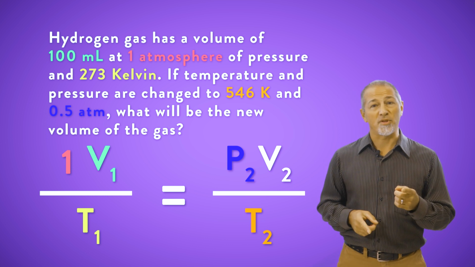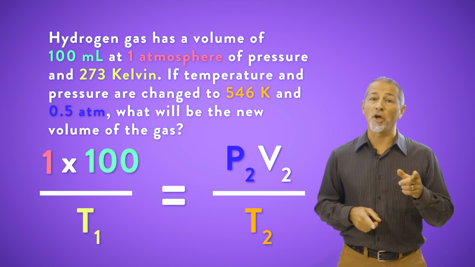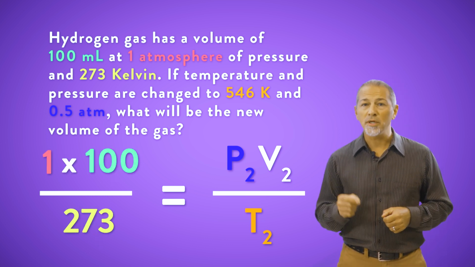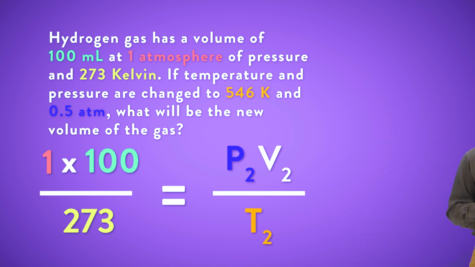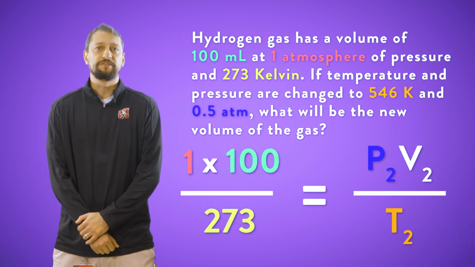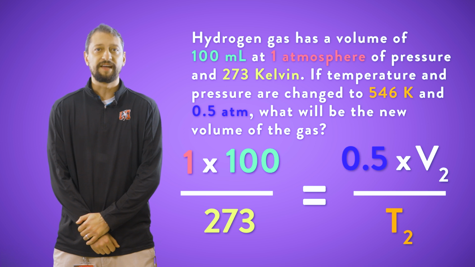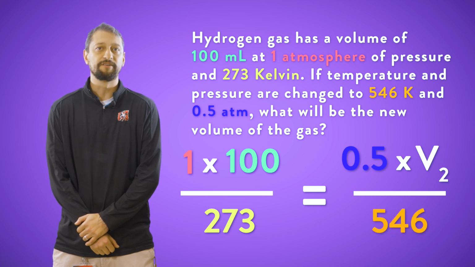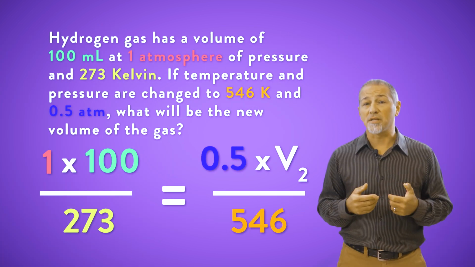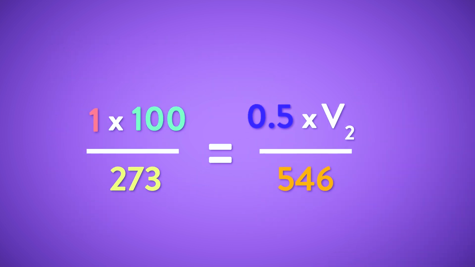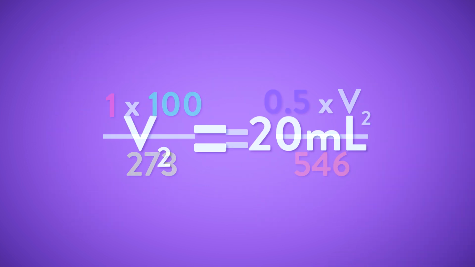Pressure 1 is 1 atmosphere, volume 1 is 100 milliliters, and temperature 1 is 273 Kelvin. And we know two of our change conditions. Pressure 2 is 0.5 atmospheres, and temperature 2 is 546 Kelvin. And now we can solve for the unknown new volume. In these change conditions, our new volume will be 20 milliliters.